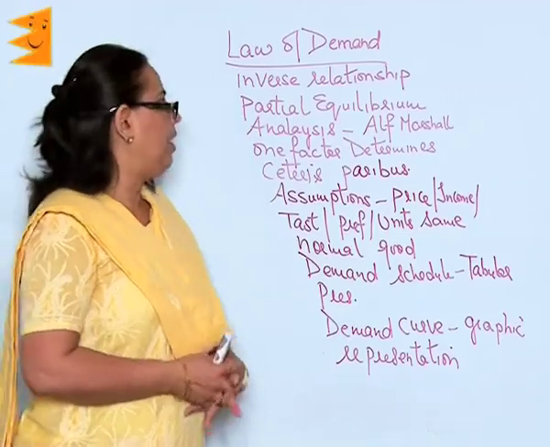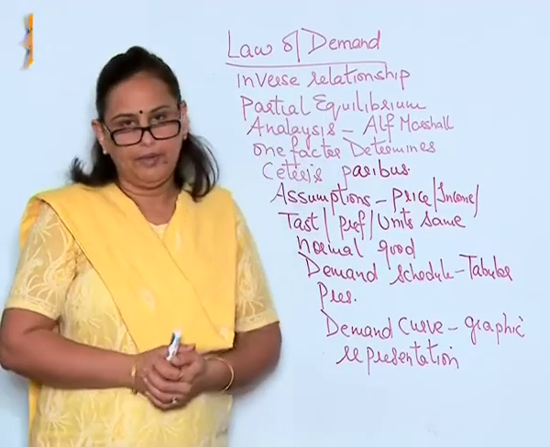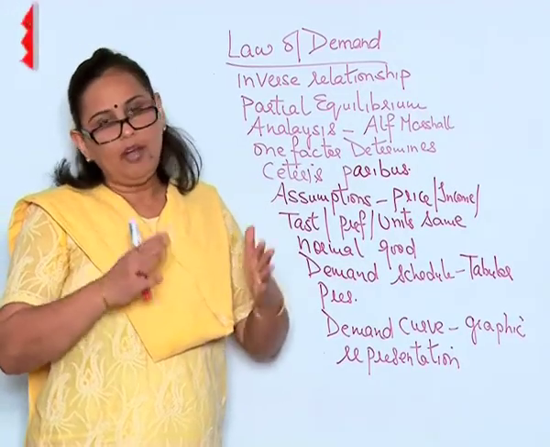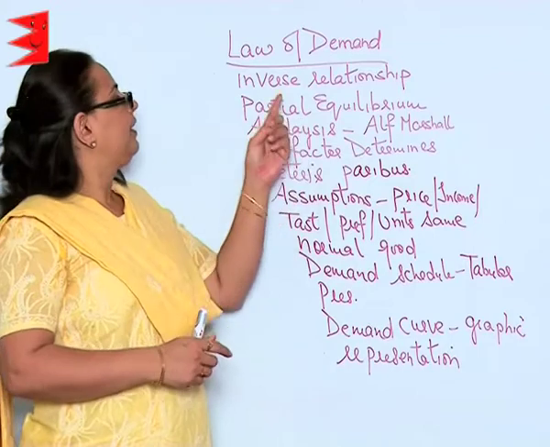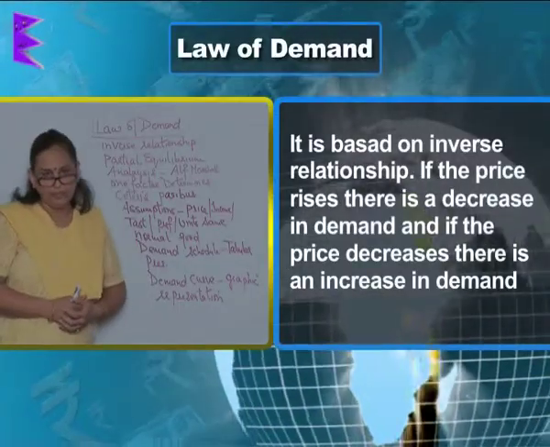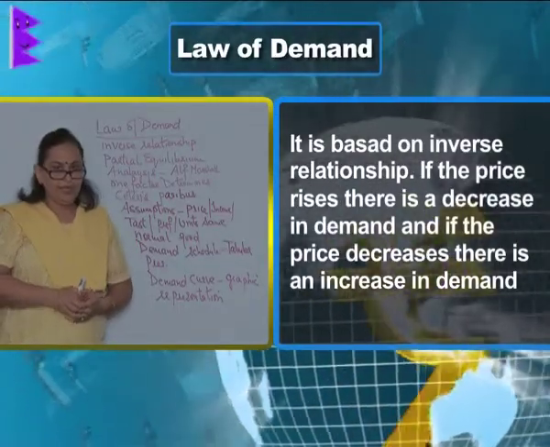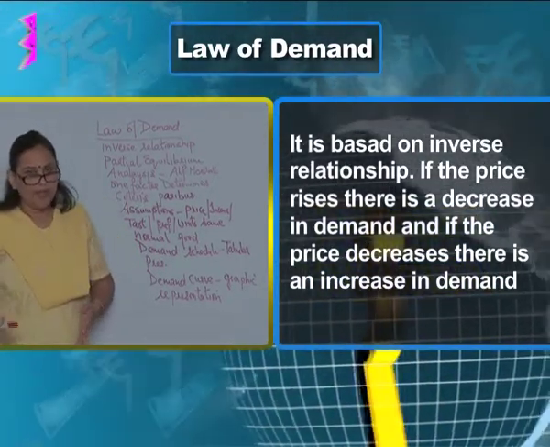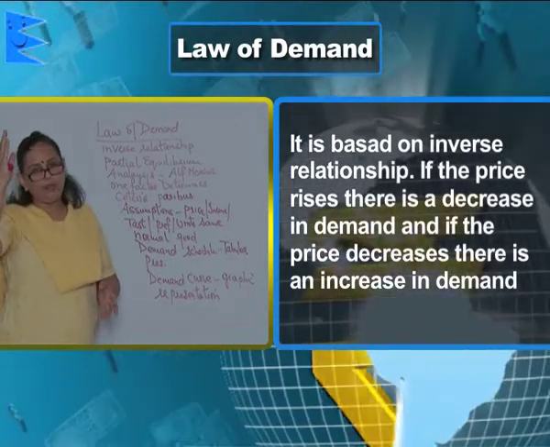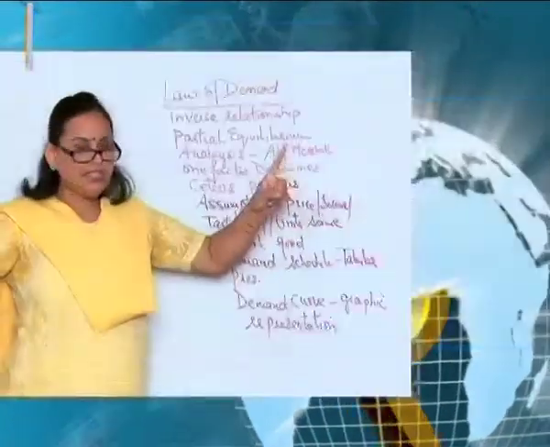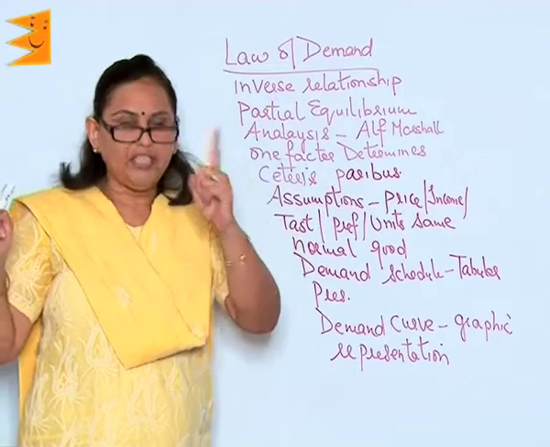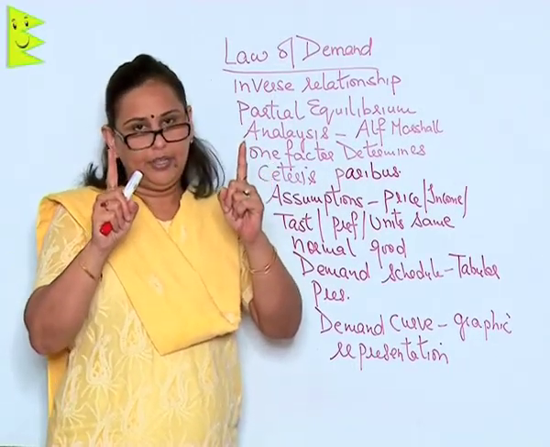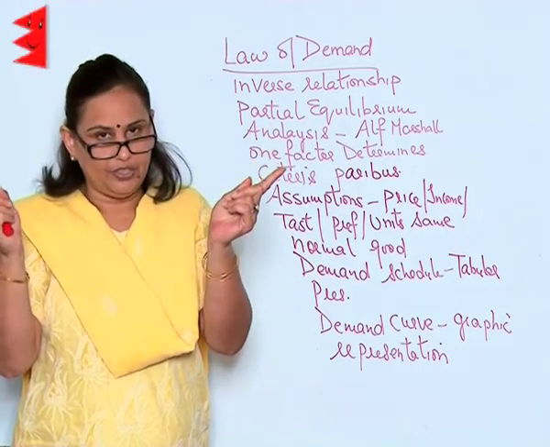Now let's study the law of demand. As stated earlier, the law of demand is based on an inverse relationship. Very simple. If the price rises, then the demand goes down. If the price comes down, the demand goes up. So there is an inverse relationship between the price of a commodity and the demand for a commodity. They always move in opposite directions.